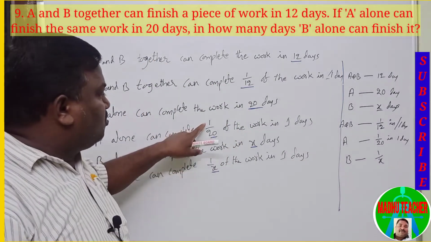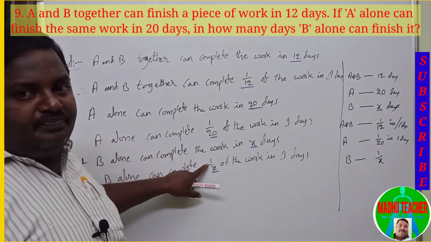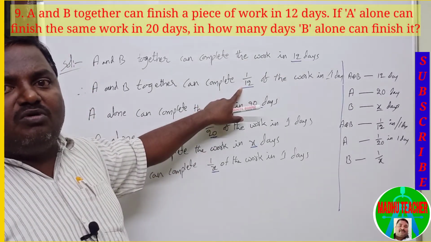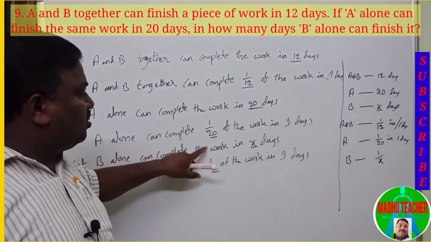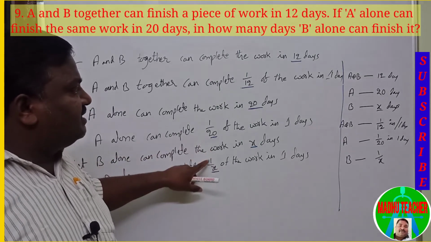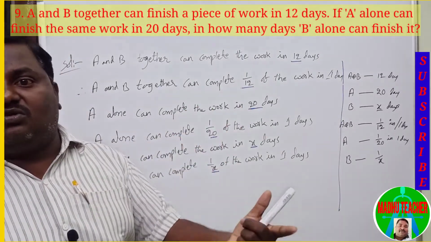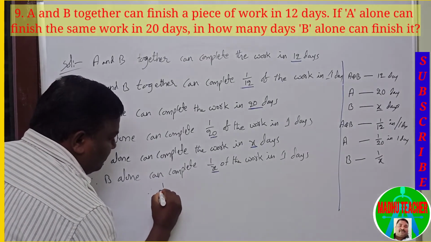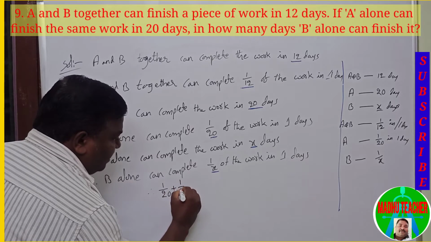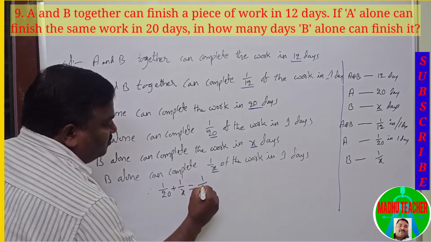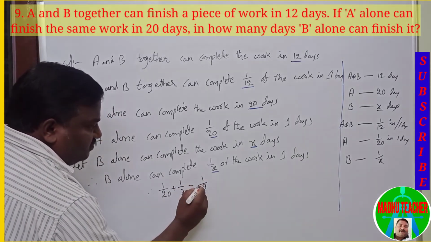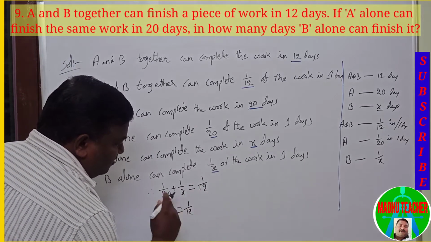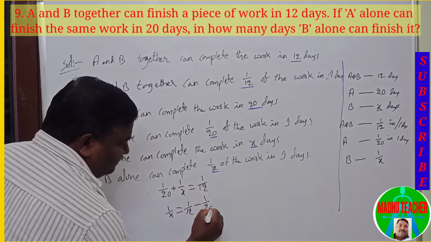That means the sum of the work done by each of them in one day is equal to the work done by both together. If you add the work each one did in 1 day, you get the work both did together in 1 day. Therefore 1/20 plus 1/X equals 1/12. The only variable is x, so 1 by x equals 1 by 12 minus 1 by 20.